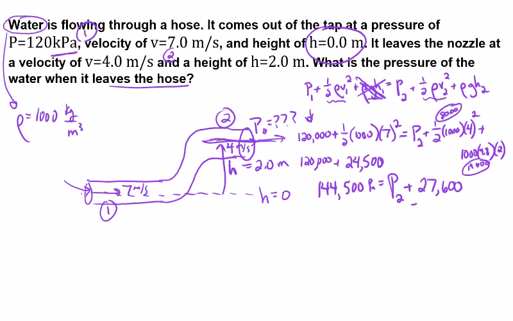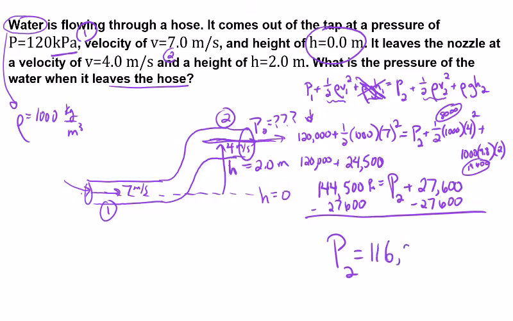Then I can subtract that over to the other side to figure out P2. This is probably the most straightforward of my Bernoulli problems here. So I've got this 144,500 minus the 27,600, and I get 11,600 pascals. If I was looking for significant figures, it looks like everything's in 2, 2, 2, 2, 2, and actually I wouldn't probably even bother with the 0 because I don't deal with it.